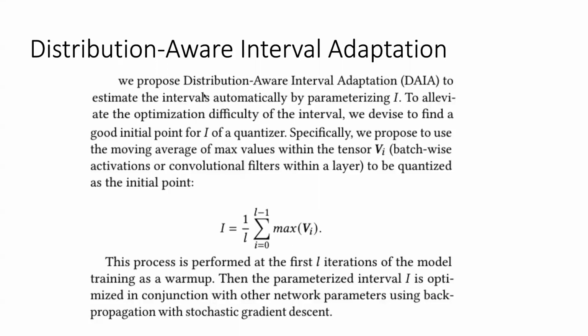So we propose a distribution-aware interval adaptation, which is shortened as DAIA, to estimate the interval of quantization automatically by parameterizing I. Specifically, we use a moving average of the max value within the tensor V, and this process is performed for the first L iterations of the model as a warm-up. Then the parameterized interval I is optimized with gradient descent or backpropagation with the other network parameters. So it's totally optimizable, and for each quantizer, there will be a different interval I.